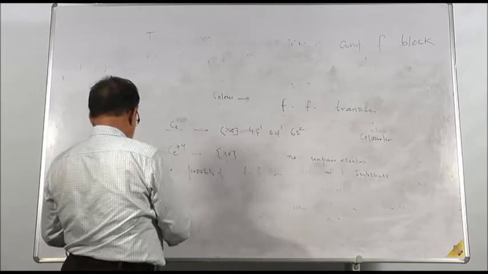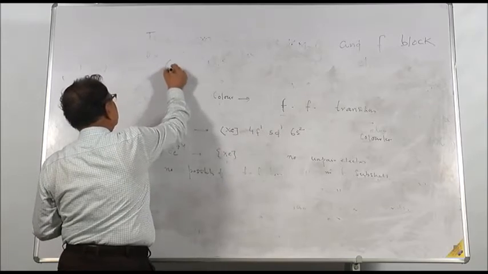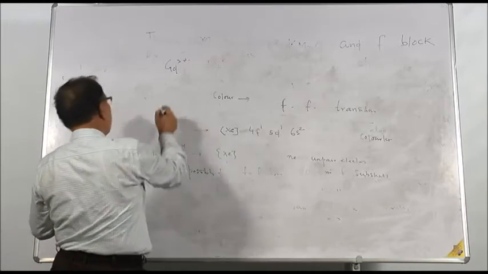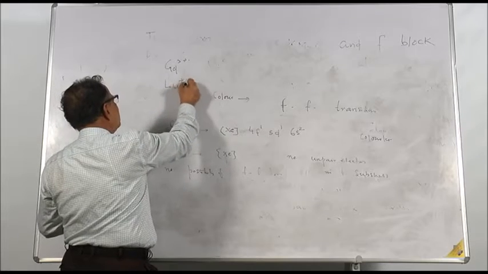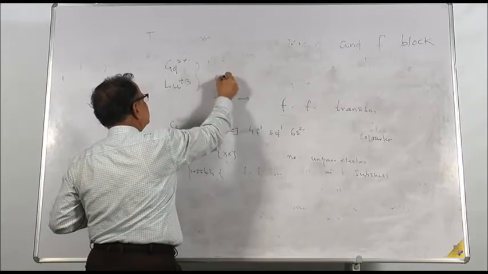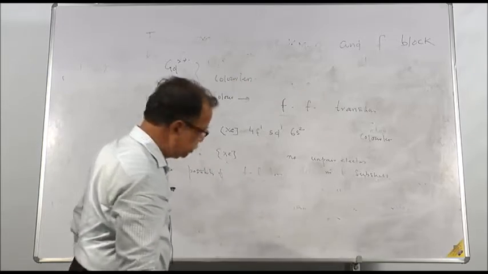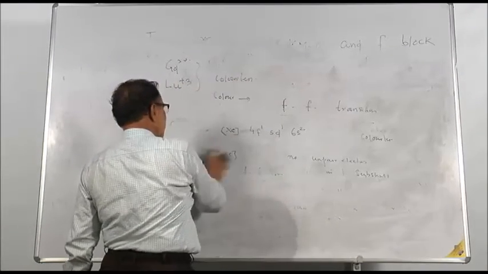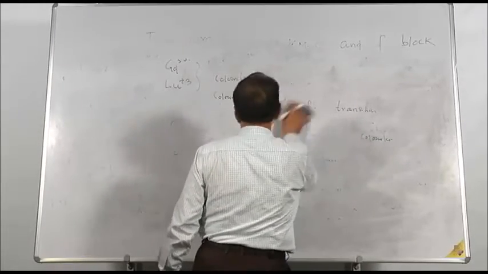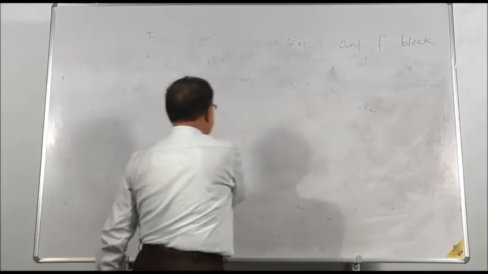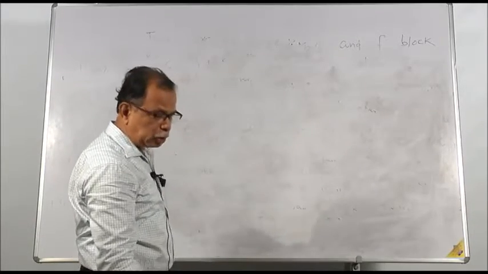Similarly, you can explain that Gd3 plus is colorless, and lutetium Lu plus 3 is also colorless. You can explain by a similar method. And the magnetic nature, the same way as in the d-block: if it contains unpaired electrons, then it is paramagnetic. If it contains paired electrons, then diamagnetic.